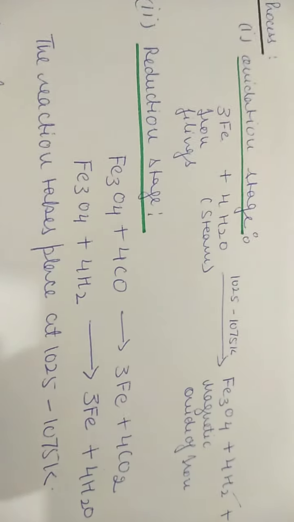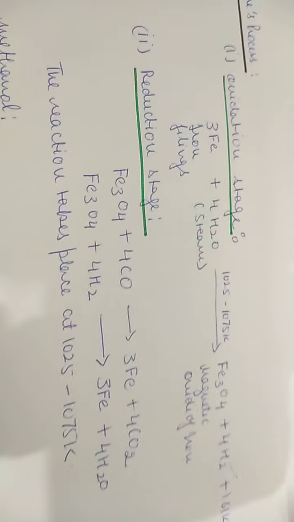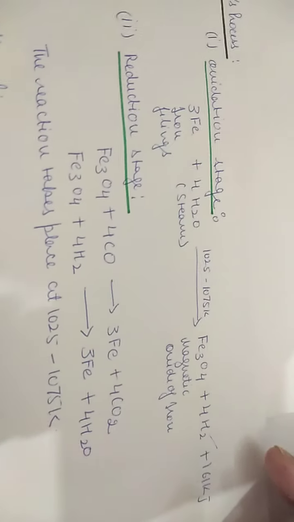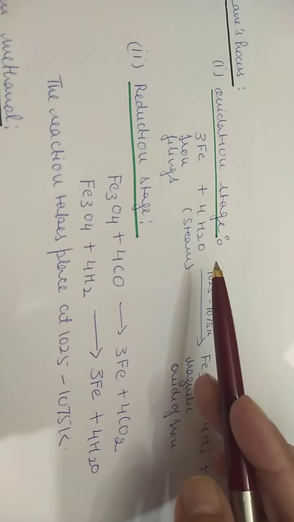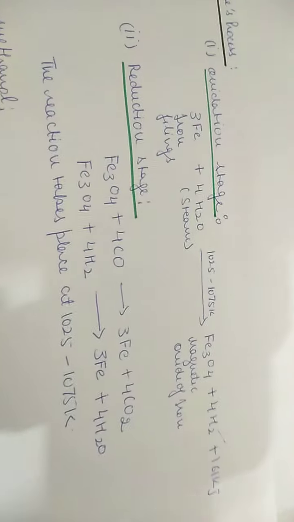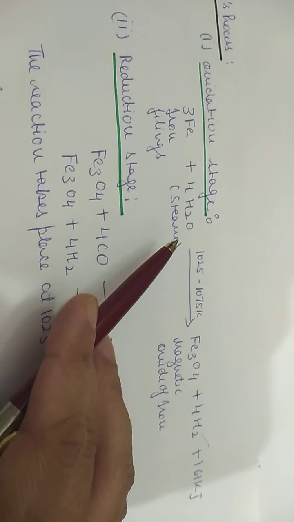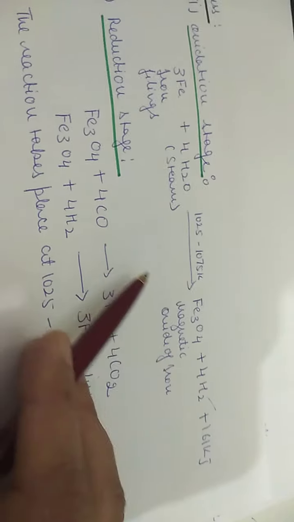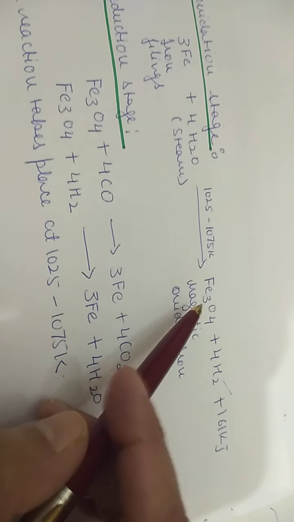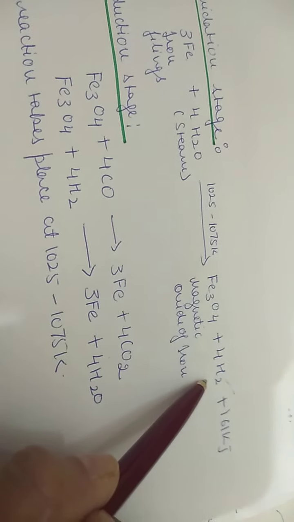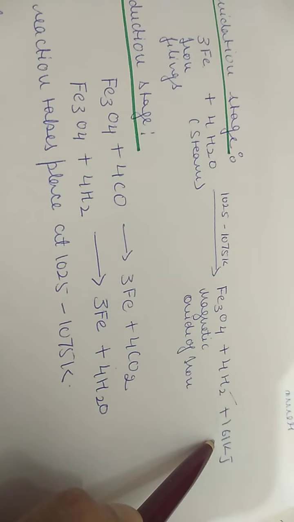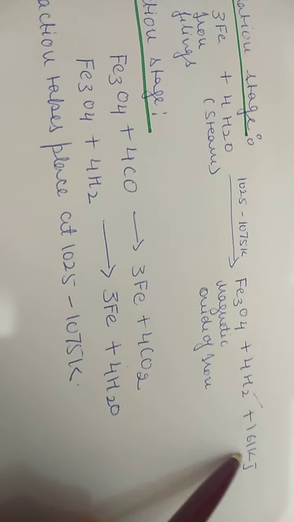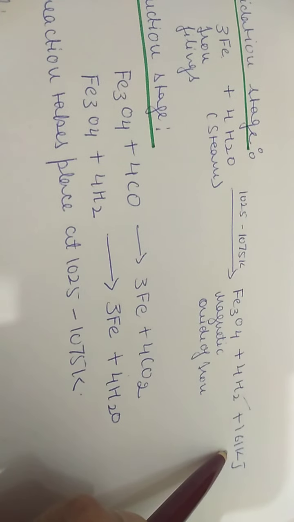The next method we have is Lane's process. There are 2 steps in this process. In the first step, which is the oxidation stage, hydrogen is produced. When iron filings are subjected to steam at 1025 to 1075 degrees Kelvin, we get magnetic oxide of iron, Fe3O4, plus hydrogen gas. And this is an endothermic reaction. Absorption of energy occurs in this reaction.